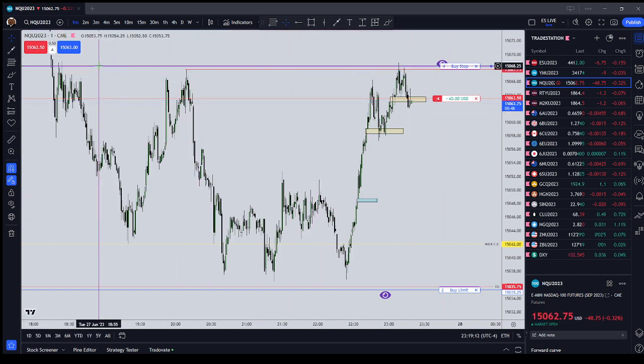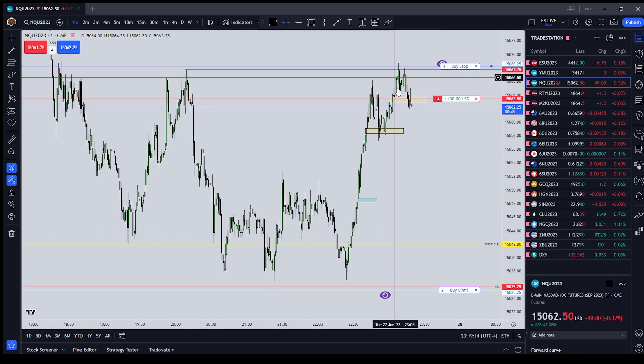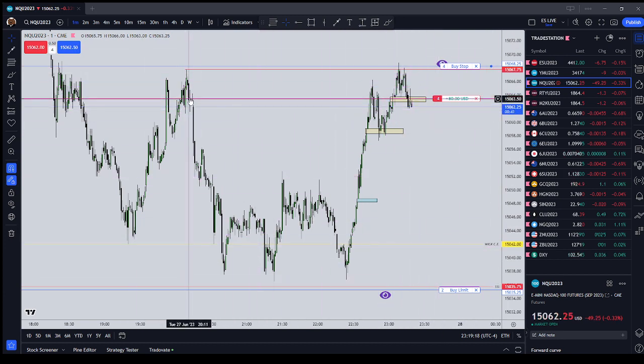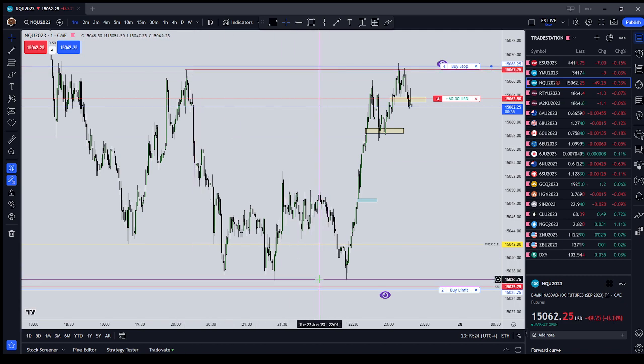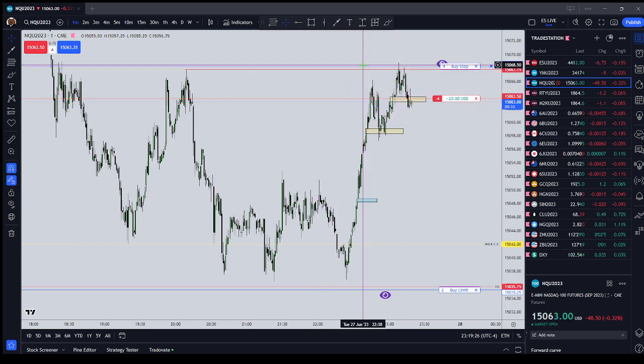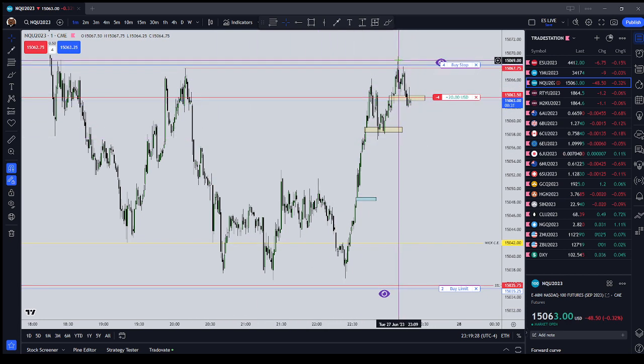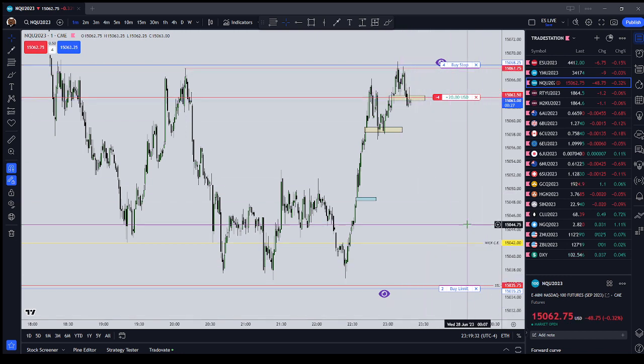Because what it looks like this is doing is just an internal sort of seek and destroy profile. A whole lot of movement for a whole lot of nothing. Just go out, sweep our buy side liquidity, so really build up the sell side liquidity here. Sweep the buy side liquidity, just kind of tap into it, and then come and run our sell side.